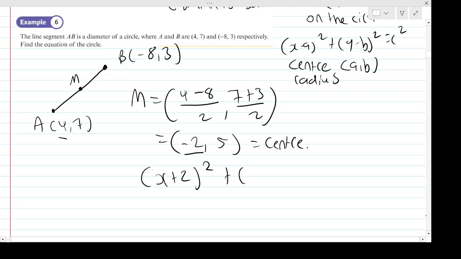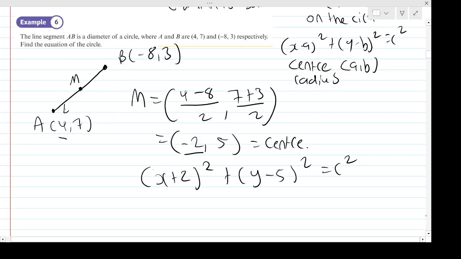Then I have plus y. Then it's 5 at the centre for y, so it's going to be minus 5, all squared. And that's going to be the radius squared. Well, we need to work out the radius, don't we? How do we work it out? Well, we're given a diameter, aren't we? We know that the diameter is double the radius. Well, I think we can work out the diameter, can't we?